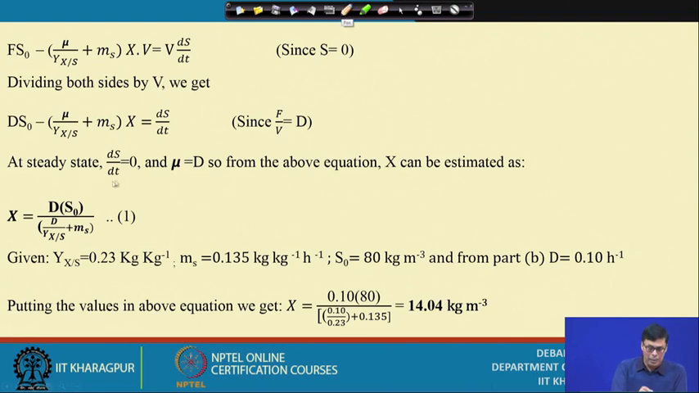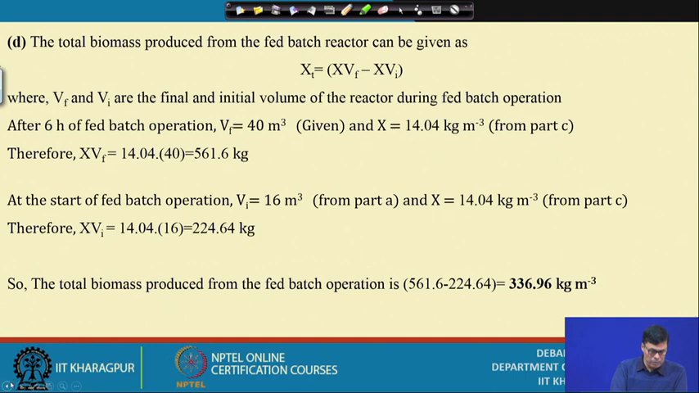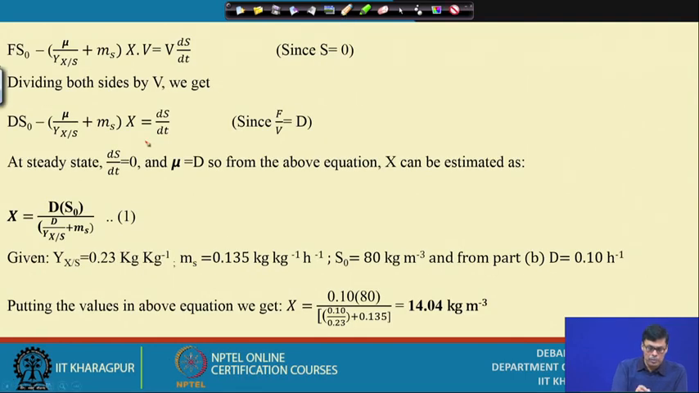If you further analyze this equation, at steady state the rate of accumulation of the substrate should be equal to 0. So, this is exactly what is written there, and mu equals D, then we can write this equation in this form. X equals D S0 divided by (D over Y_X/S plus m_S), where m_S is the maintenance coefficient, and if you put in the values you can get the final cell mass concentration.